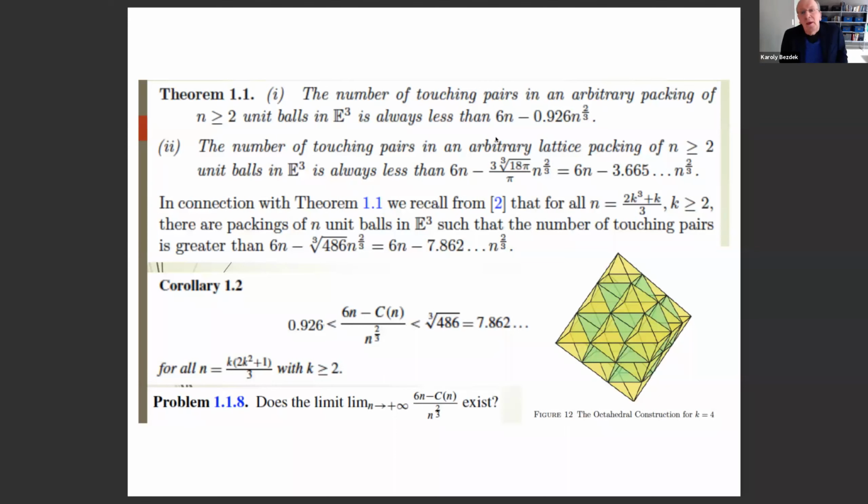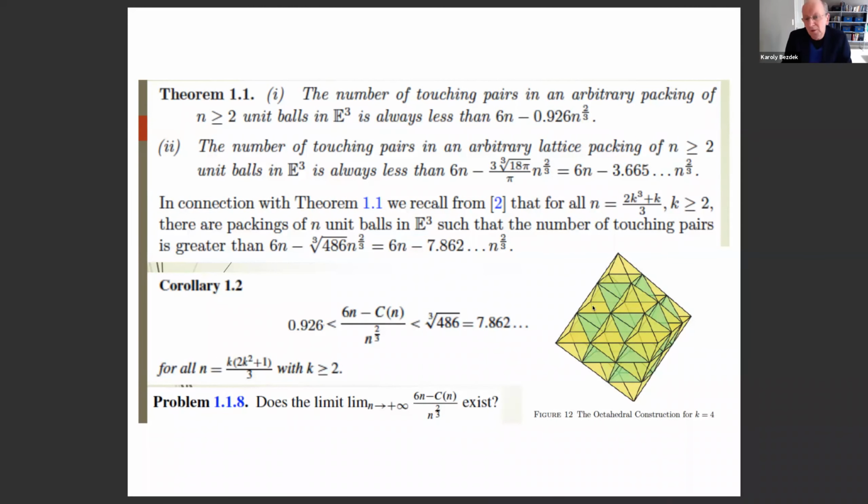Well, one of course has to compare this to what we can do, and this is briefly stated in the second part of the theorem. They are relatively simple arrangements of unit balls that exhibit contact numbers of this order. You see here this formula, 6n minus 3.665 times n raised to 2/3.